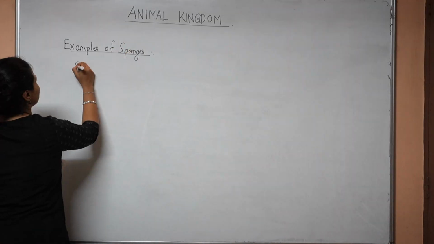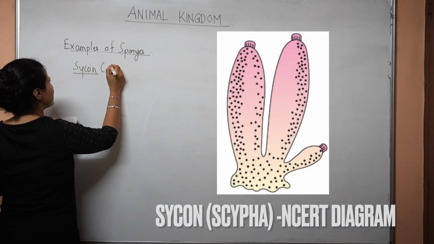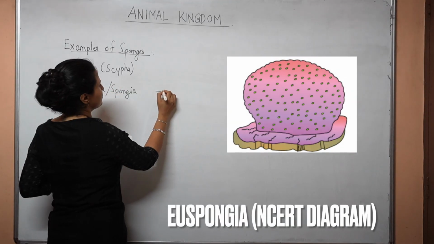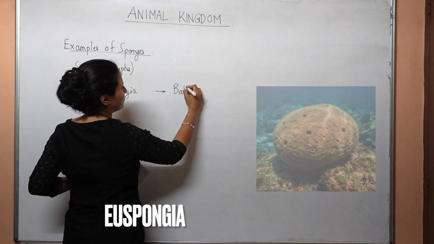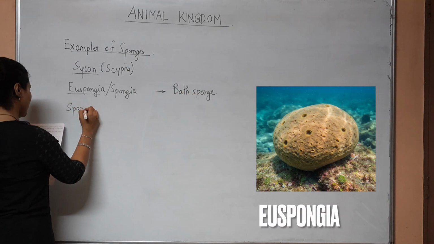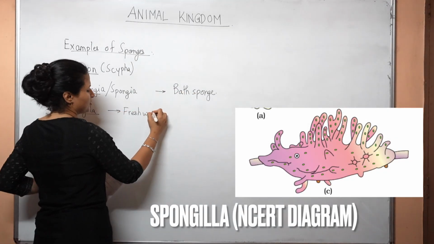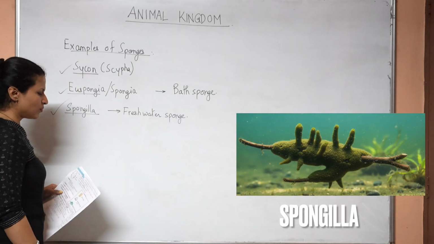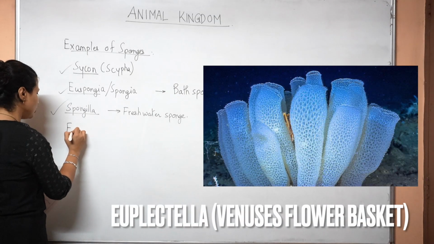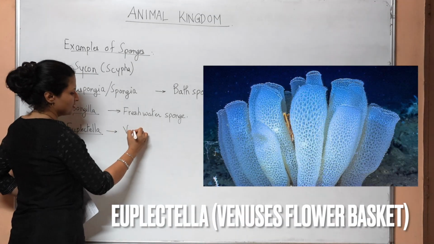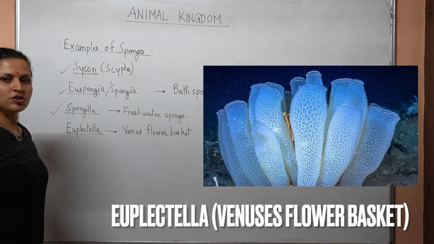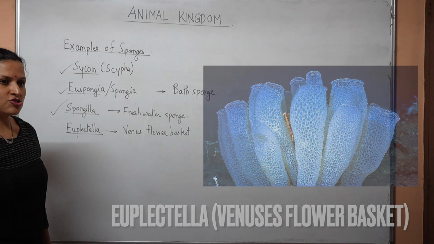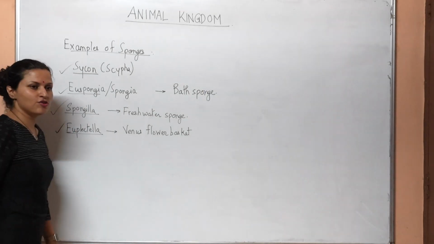Examples of sponges include Sycon, also called Scypha, Euspongia, also called Spongia, which is commonly called the bath sponge. Then there is Spongilla, which is a freshwater sponge. Very important examples: Sycon, Euspongia, Spongilla. There is also one more called Euplectella, commonly called the Venus flower basket, a very beautiful looking sponge. It is given as a wedding gift to married couples in Japanese culture. These 4 examples you must know for sponges.